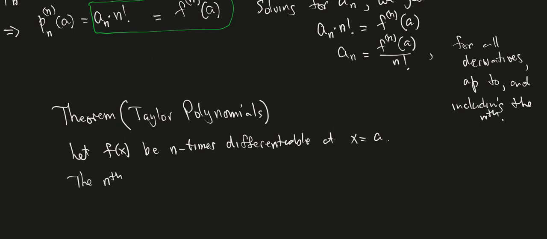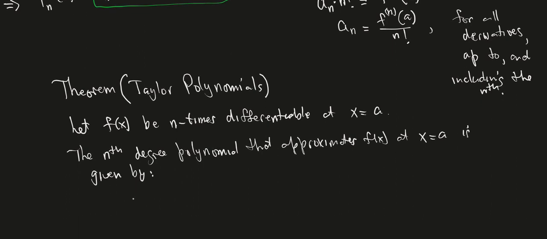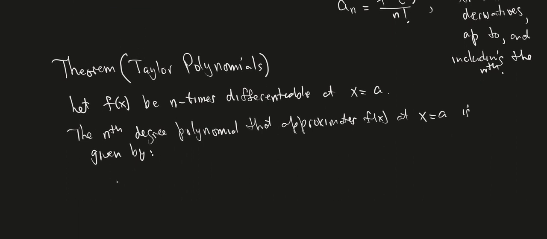The nth degree polynomial that approximates f of x at x equals a is given by, and here is the formula. So I'm going to write it out the long way. So the nth degree polynomial, and this is what Taylor says.